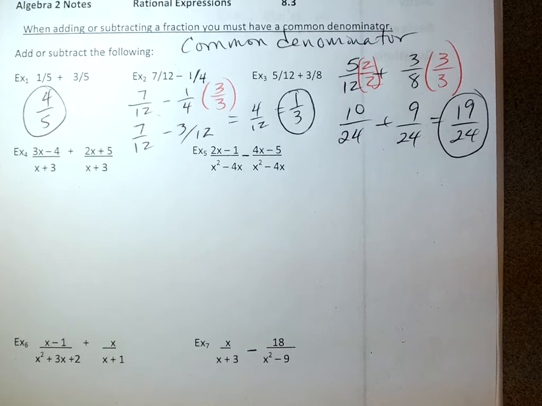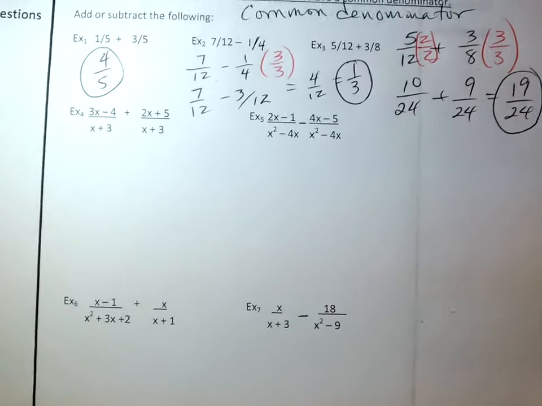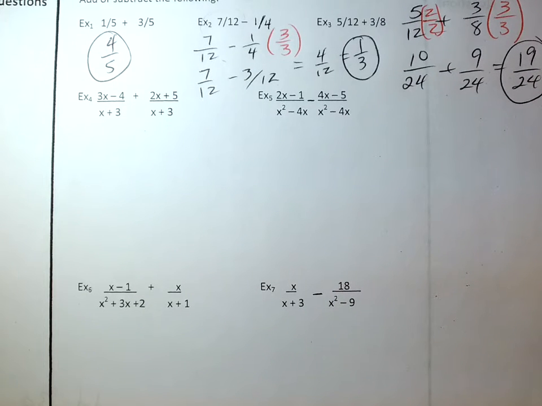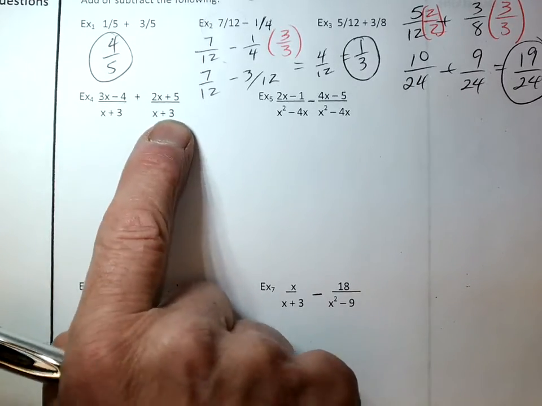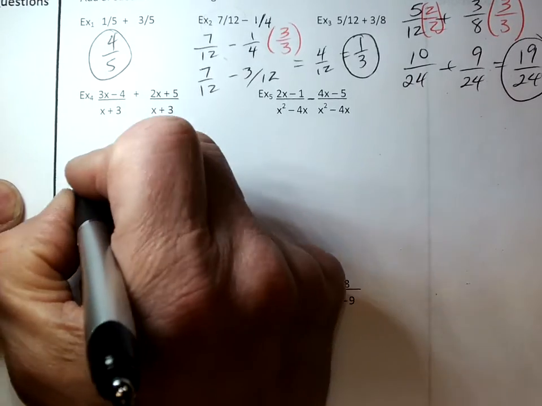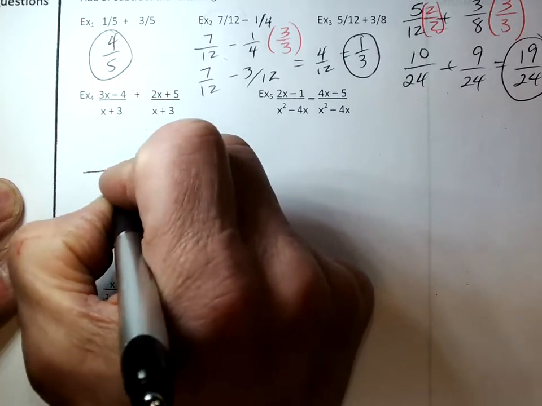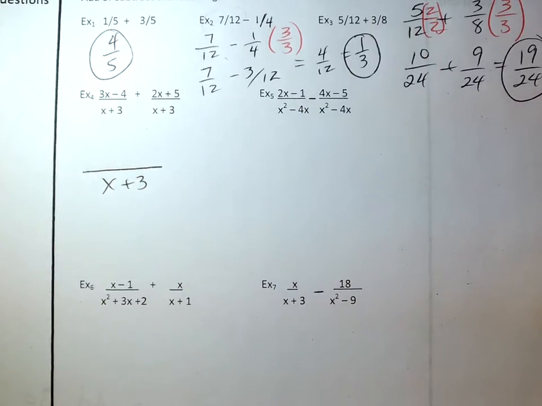Now, in example 4, it's the same exact idea. It's the same concept except we got x's. That's okay. So the first thing on example 4, does it have a common denominator? Heck yeah, it does. They both are x plus 3. So if it has a common denominator, what I'm going to do is just write it down. x plus 3. Just put it down. First thing, it's got a common denominator, just write it down. I'm not going to write it down twice. I'm just going to write it down once because that's a common denominator.